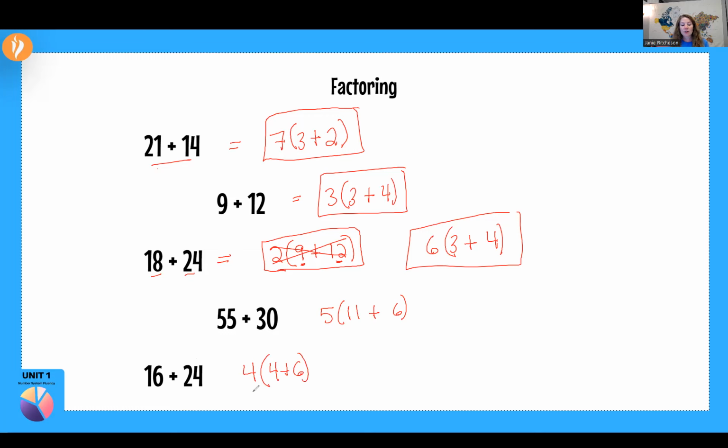I just realized 4, not even 4 is the greatest common factor, is it? It's 8. So what's left in the parentheses? 2 plus 3. Now 2 and 3 have no common factors. So even though this is equivalent and this is right, 4 is a common factor. It's not the greatest common factor.